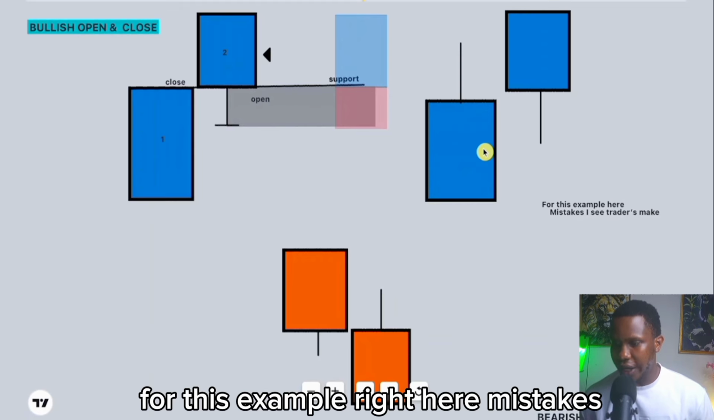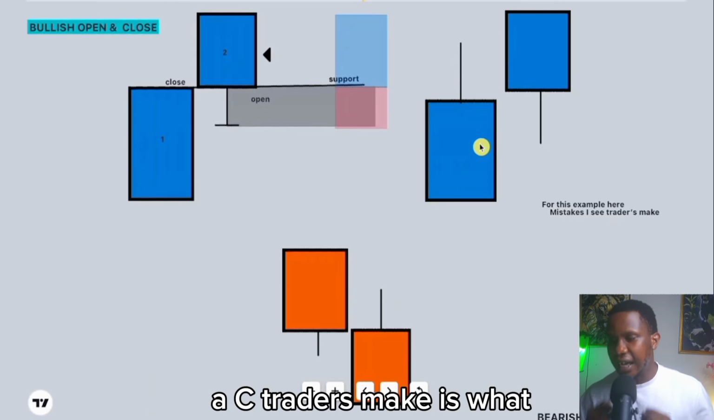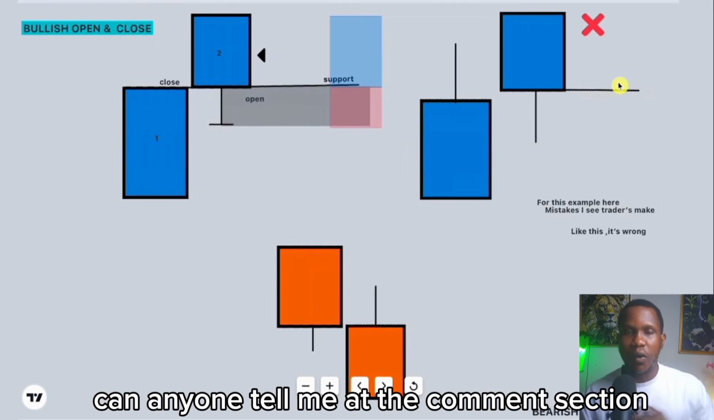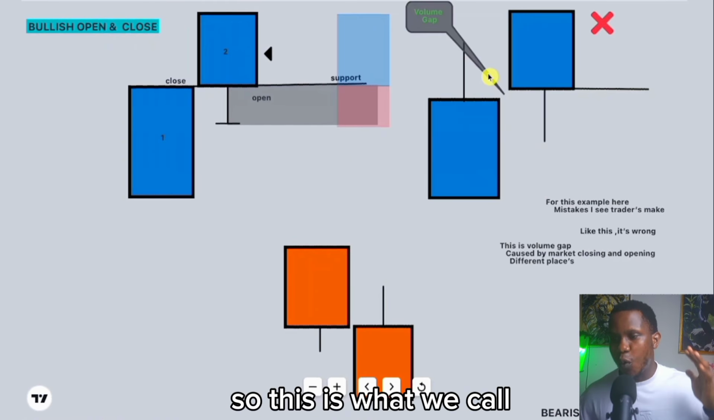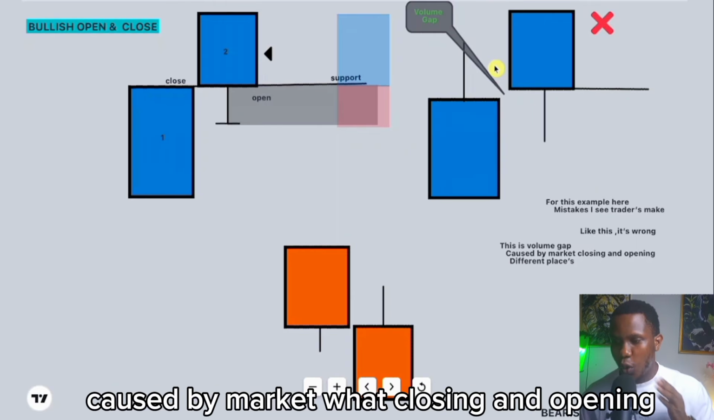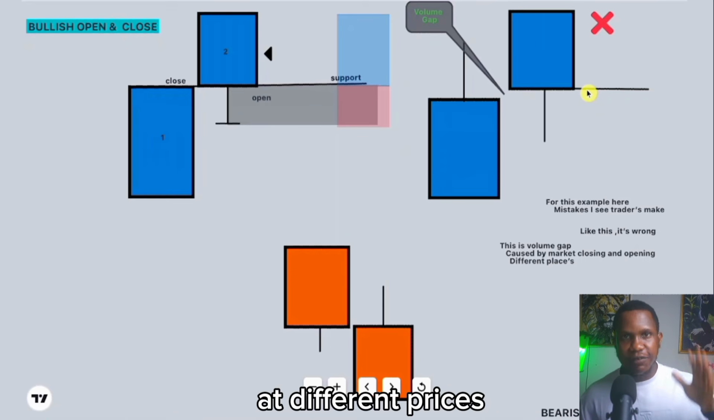For this example right here, the mistake I see traders make is to mark it out something like this. It is totally wrong. Can anyone tell me in the comment section? So this gap you're seeing here is what we call a volume gap caused by market closing and opening at different prices.